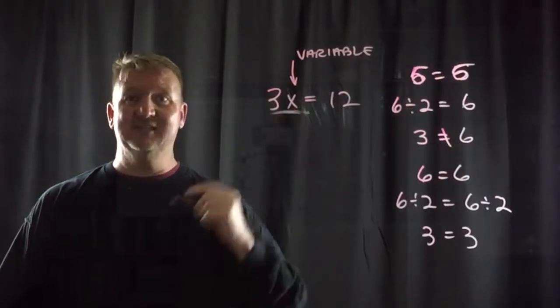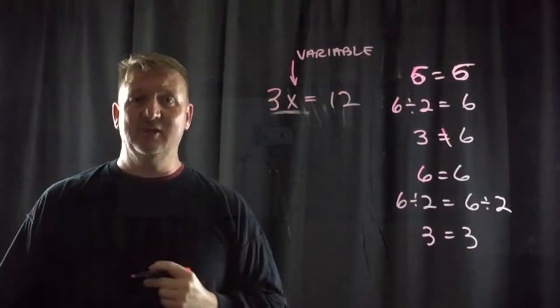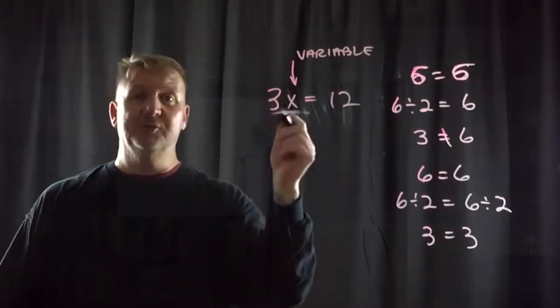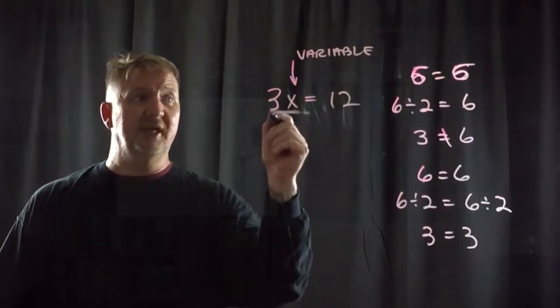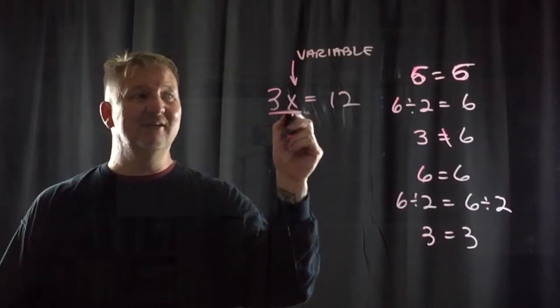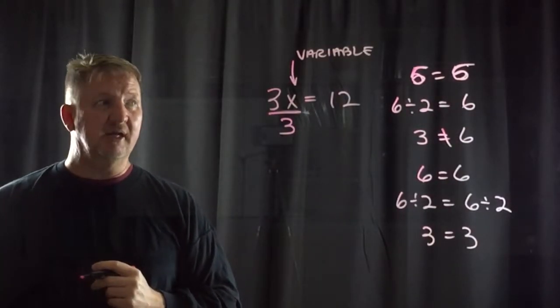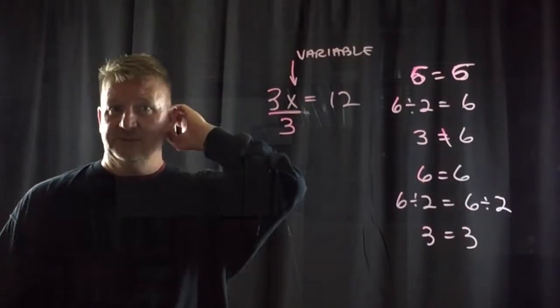I want to isolate the x, get it by itself. In order to do that, I have to get rid of this coefficient. I've got to get rid of the 3. I get rid of a multiplication coefficient or a multiplication problem with division. I'm going to divide both sides by 3, and I'm going to explain how this works.